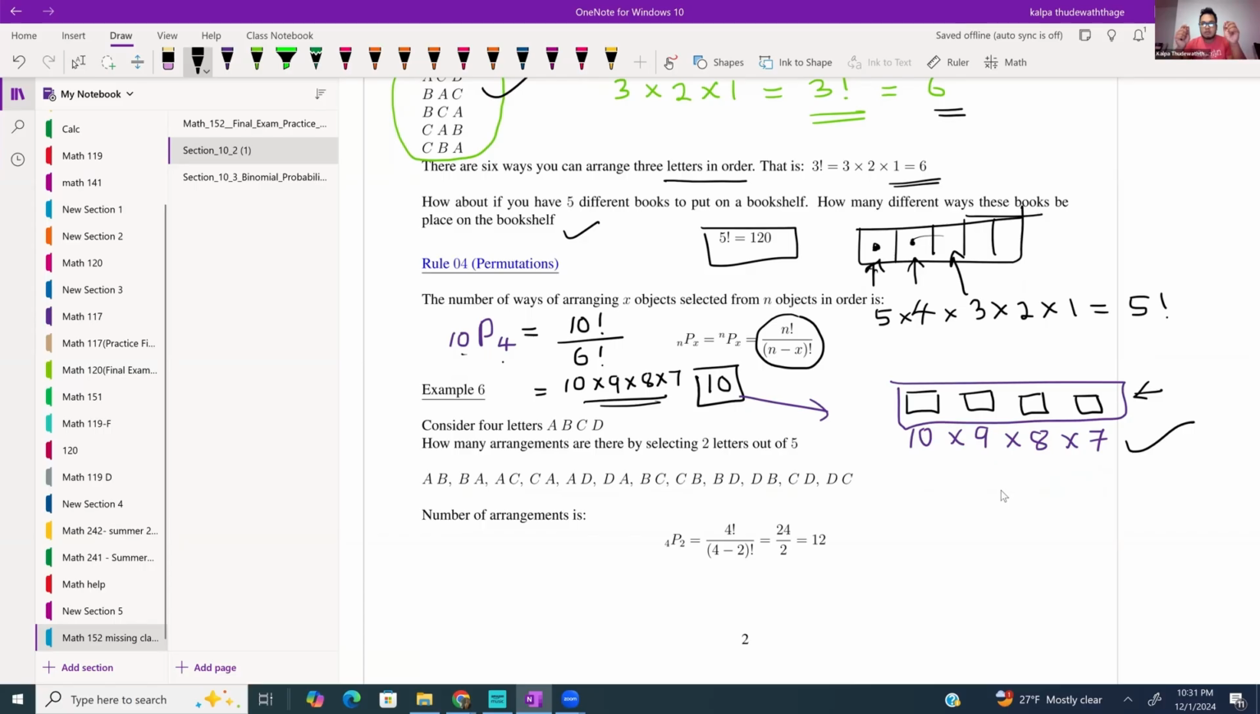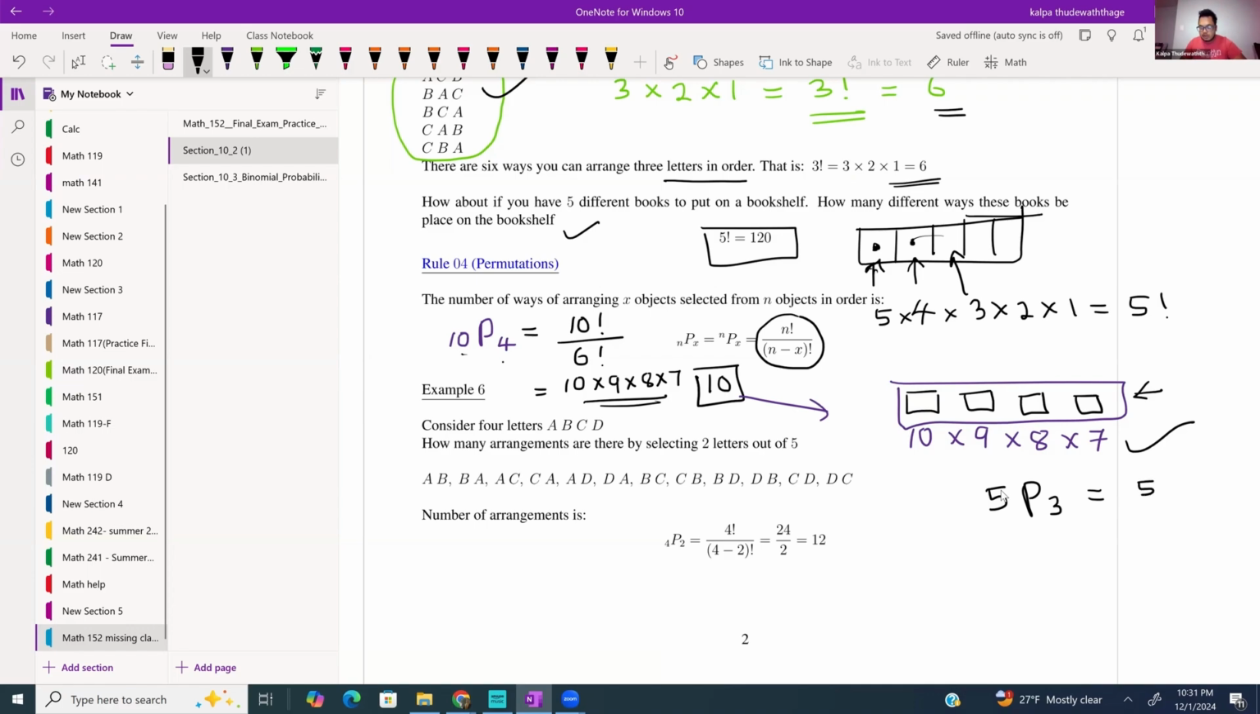Okay, if you have 5 different books on the table, how many ways can you arrange only 3 of them? Then it's 5P3. Because you have 5 books, but you only choose 3 and arrange them. You can choose 3 books out of 5 in different ways, and then you can arrange them.